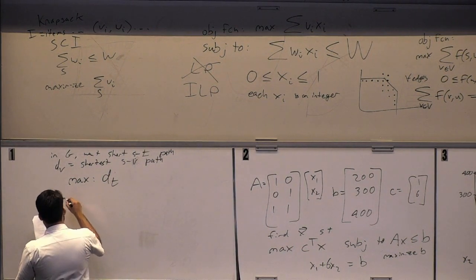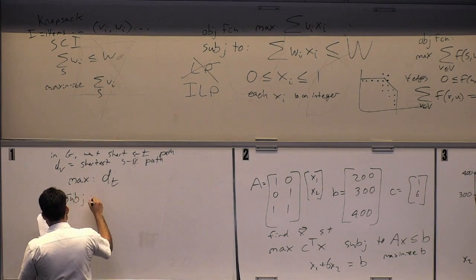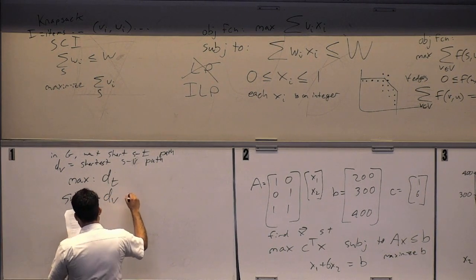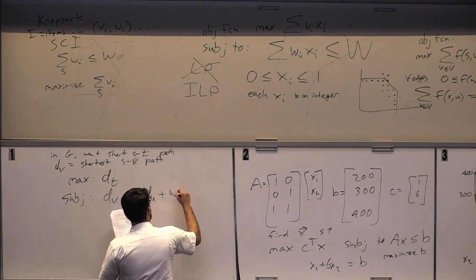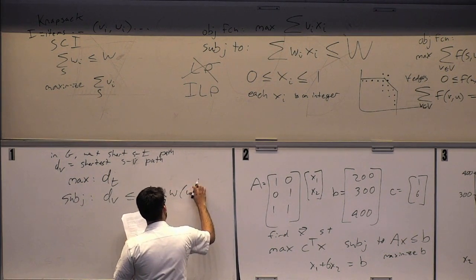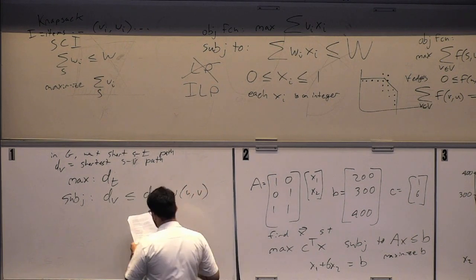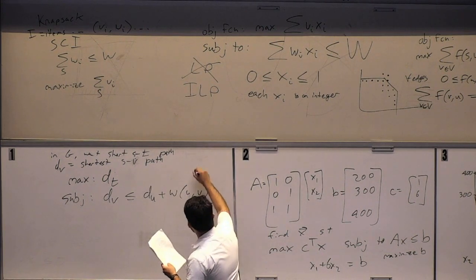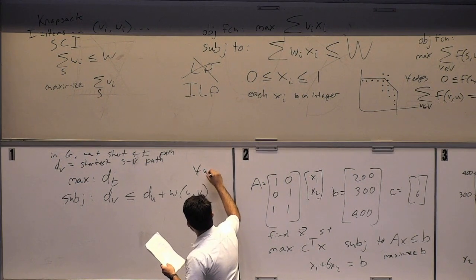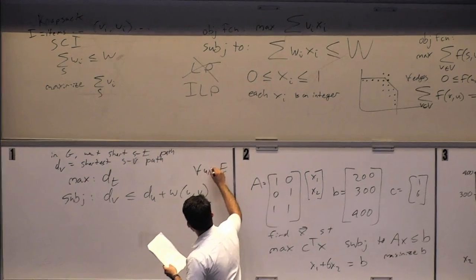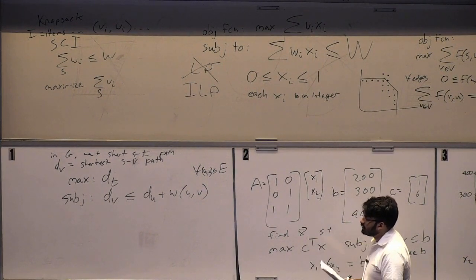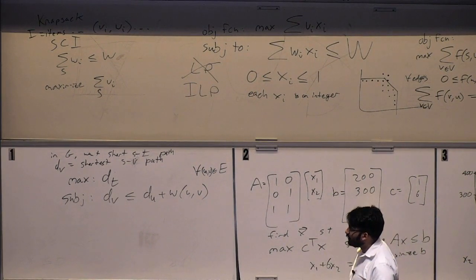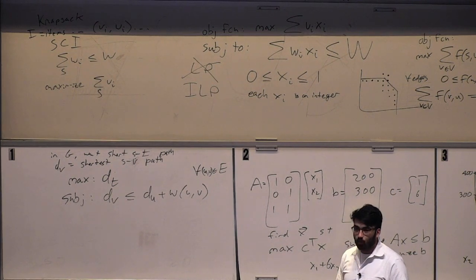Subject to the following constraints: d_v is less than or equal to d_u plus the weight of edge (u,v), for all (u,v) in E. So for every edge, you'll add a constraint that the shortest path from S to V must be less than or equal to the shortest path from S to U plus the weight from U to V.